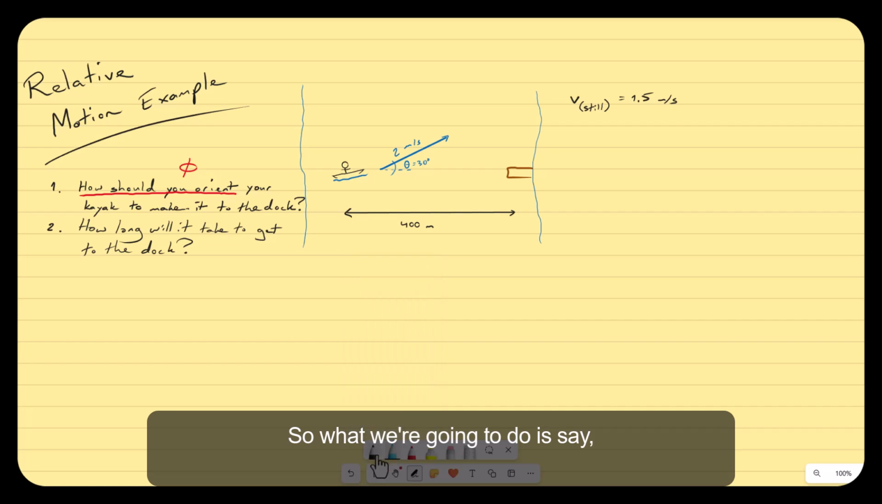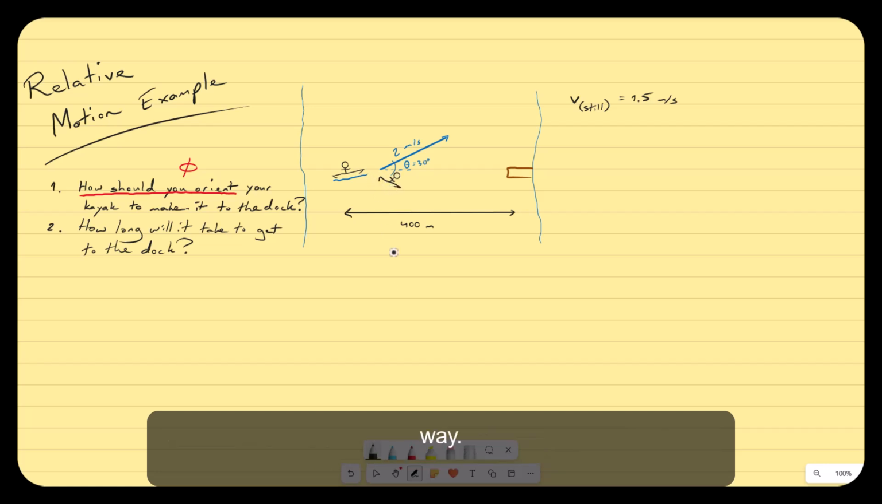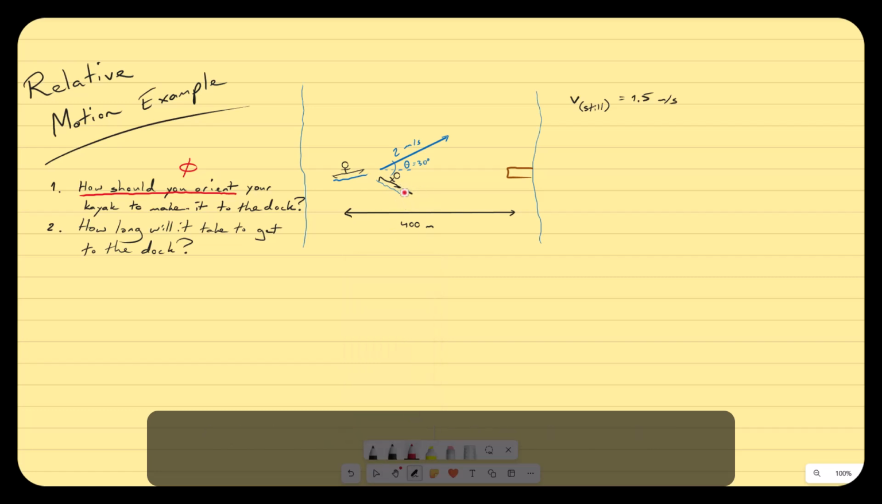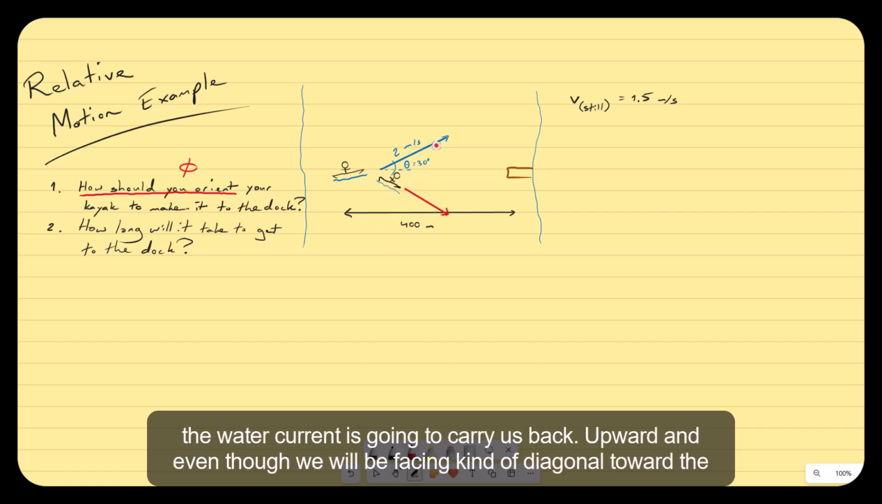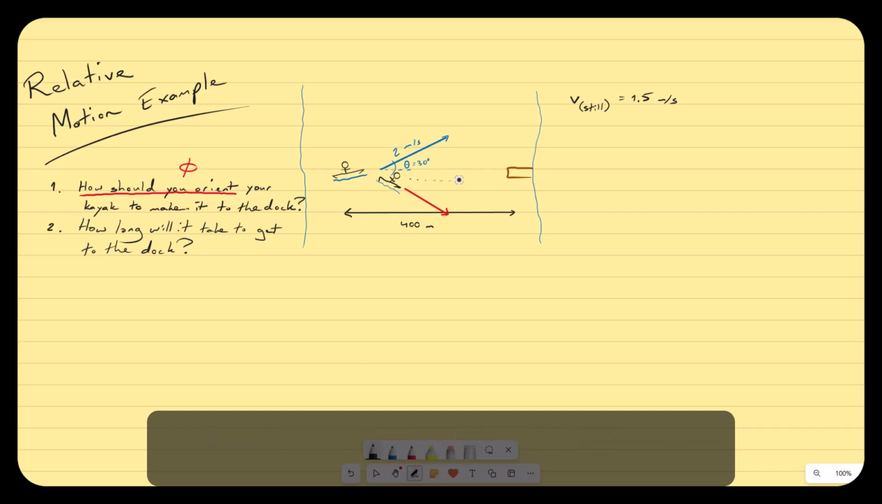So what we're going to do is say, we know our velocity in still water. We are going to take our boat, our kayak, and we are going to have to steer this way and point ourselves in some direction over here. When we do that, the water current is going to carry us back upward, and even though we will be facing kind of diagonal toward the south, we are going to end up traveling on a path that goes directly there. So we are trying to find an angle here.